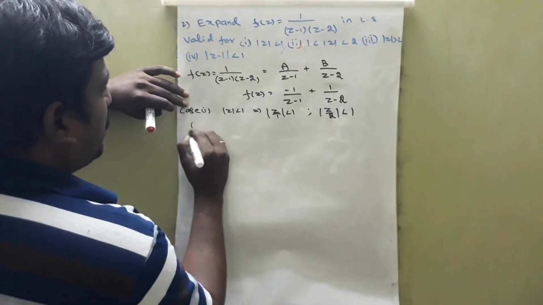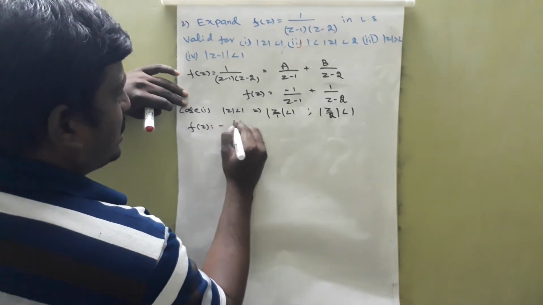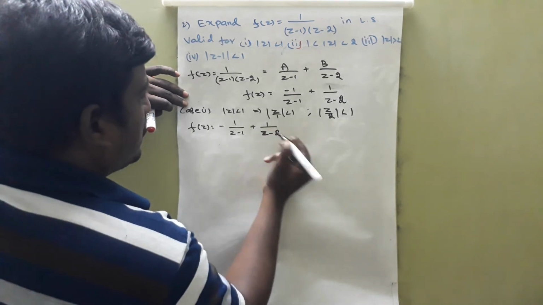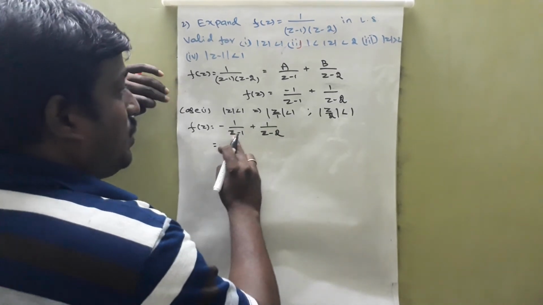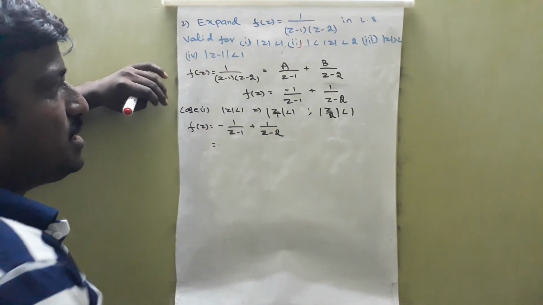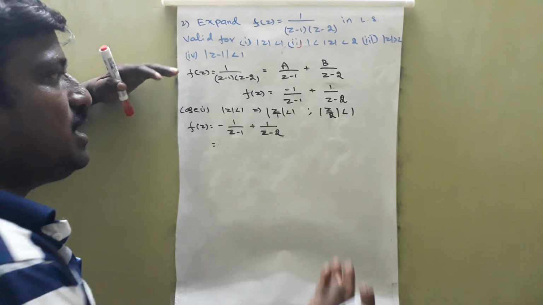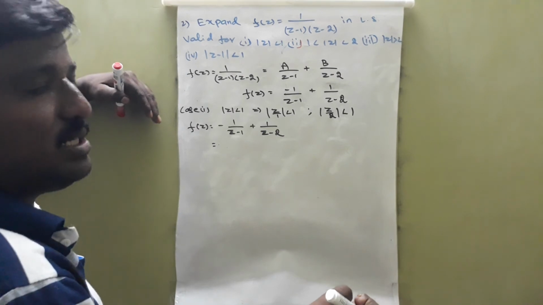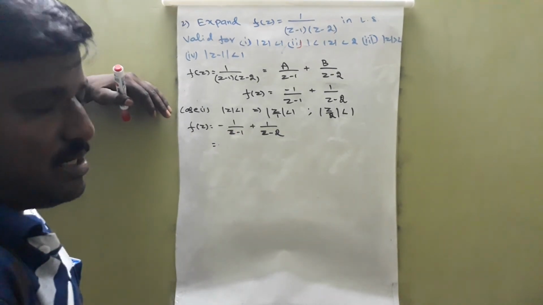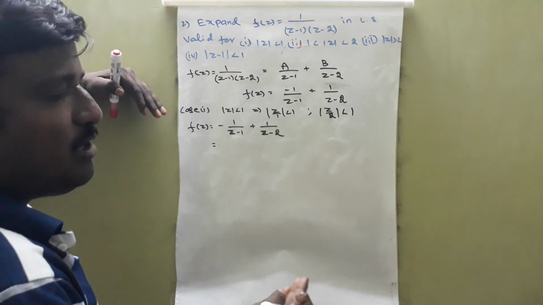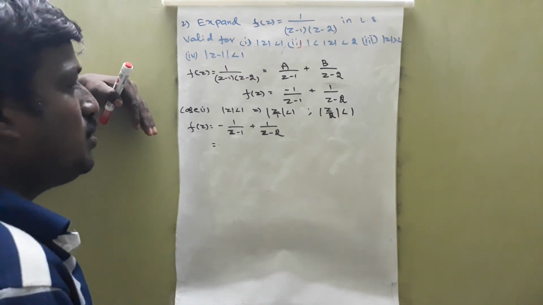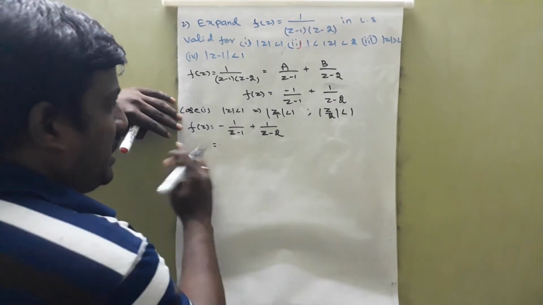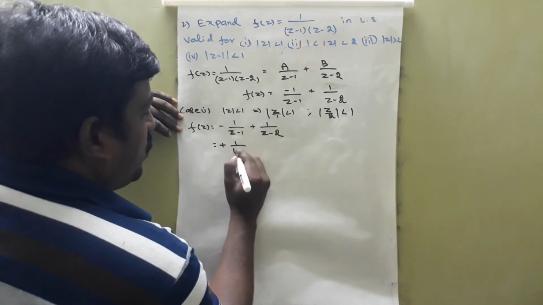And what's my f of z? F of z is minus 1 by z minus 1 plus 1 by z minus 2. For this one, I have to take minus outside, because z by 1 is less than 1. If you take out 1 outside, nothing will change, but I need the expansion 1 by 1 minus something. So I have to take out the minus sign outside. So finally I have plus 1 by 1 minus z.